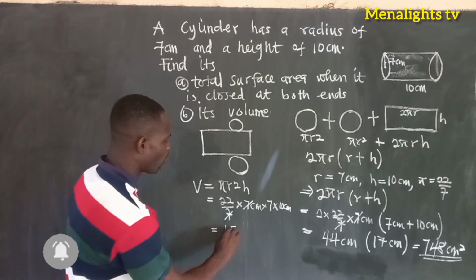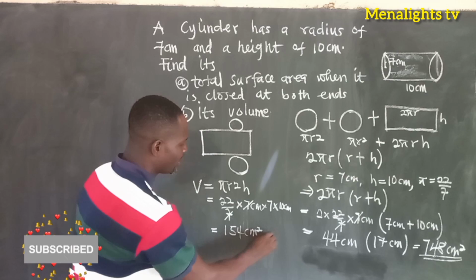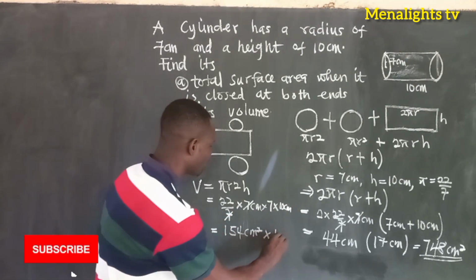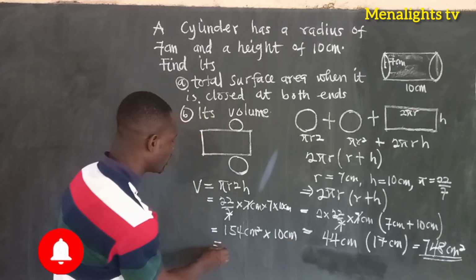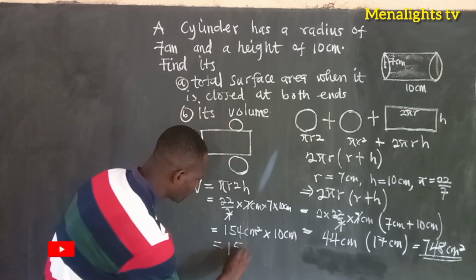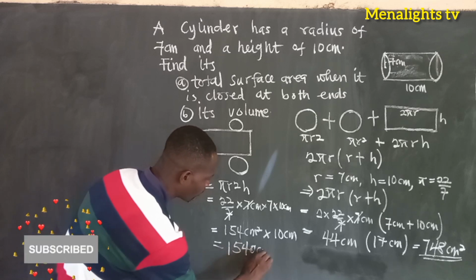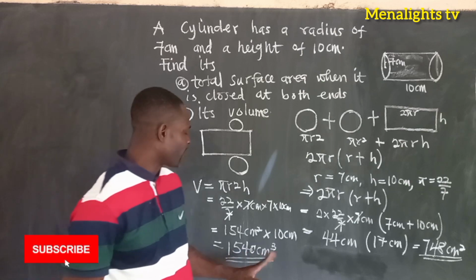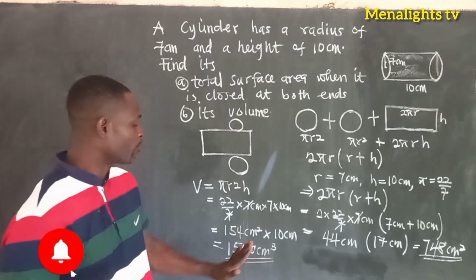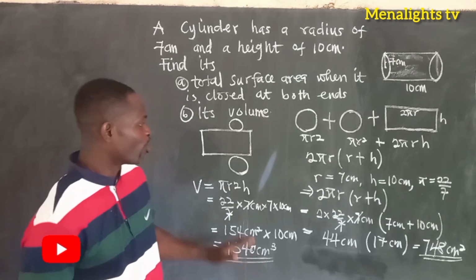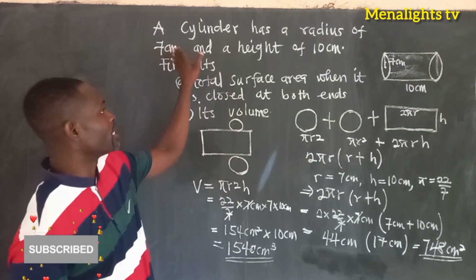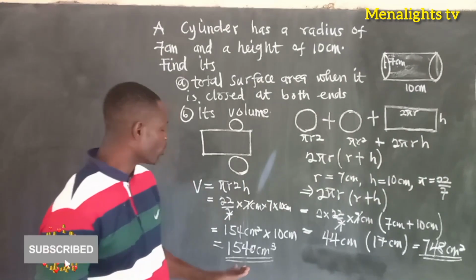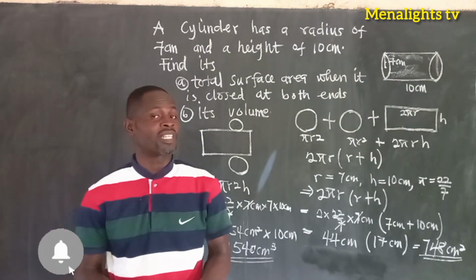So 154 centimeters squared times the height, which is 10 centimeters, is going to give us 1,540 centimeters cubed, because volume is measured in cubic units. So if the cylinder has a radius of 7 centimeters and a height of 10 centimeters, its volume is going to be 1,540 centimeters cubed.